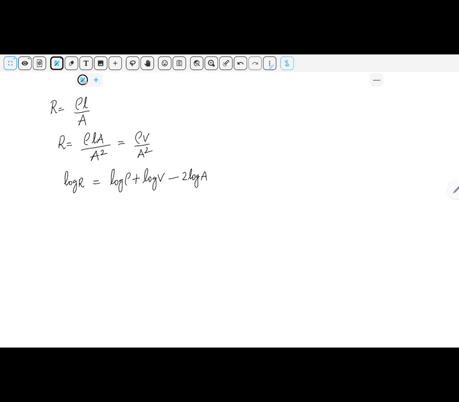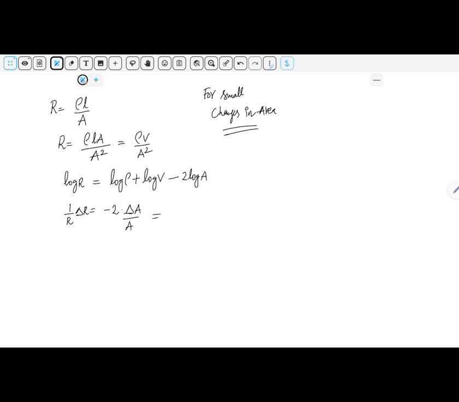For small changes in area, that we need to keep in our mind. Okay, for small changes in area, if you differentiate on both sides, you will get 1 by R into delta R, and the differentiation of log rho is 0. Differentiation of log V is also 0 because they are constants. And for minus 2 log A, you will get minus 2 into delta A by A.